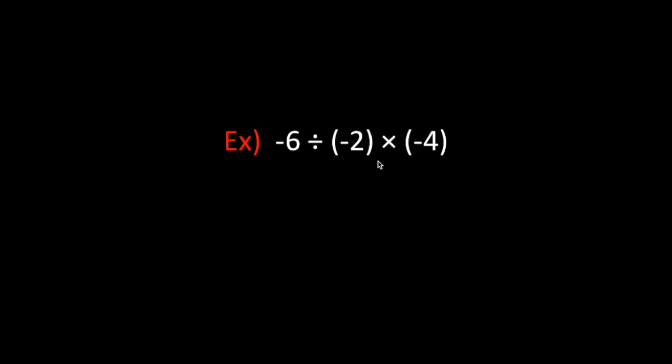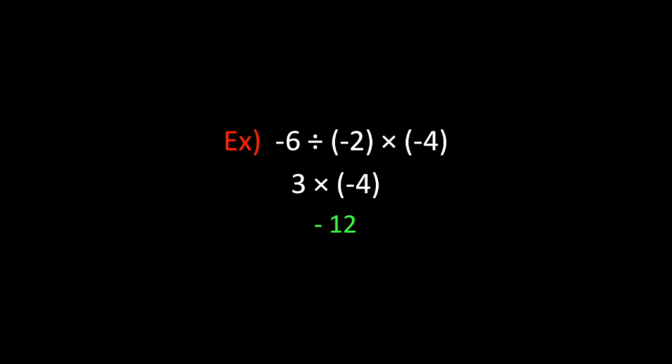Now, because you only have division and multiplication, -6 divided by -2. If you watched the previous video, you know when you're dividing two numbers with the same negative sign, you divide the numbers, and your answer is positive. So it's 3, because a negative and negative gives you a positive. 6 divided by 2 is 3. Okay? Now you bring down the negative 4. So 3 times negative 4. Because you're multiplying two numbers with different signs, your answer will automatically be negative.